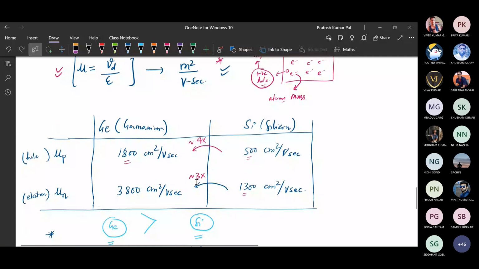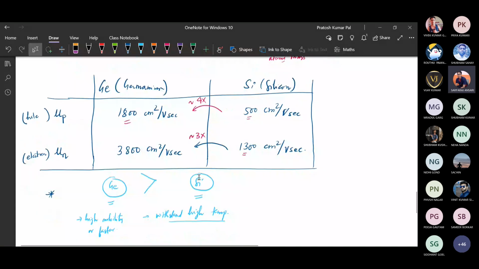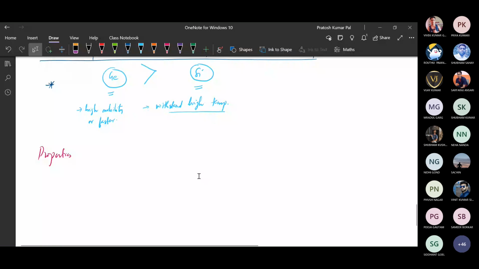Okay, sir. So next we will see the properties of germanium and silicon. In the properties of germanium and silicon, this is just an overview. In the later part, we will be discussing one by one what the internal physics in these types of devices is.